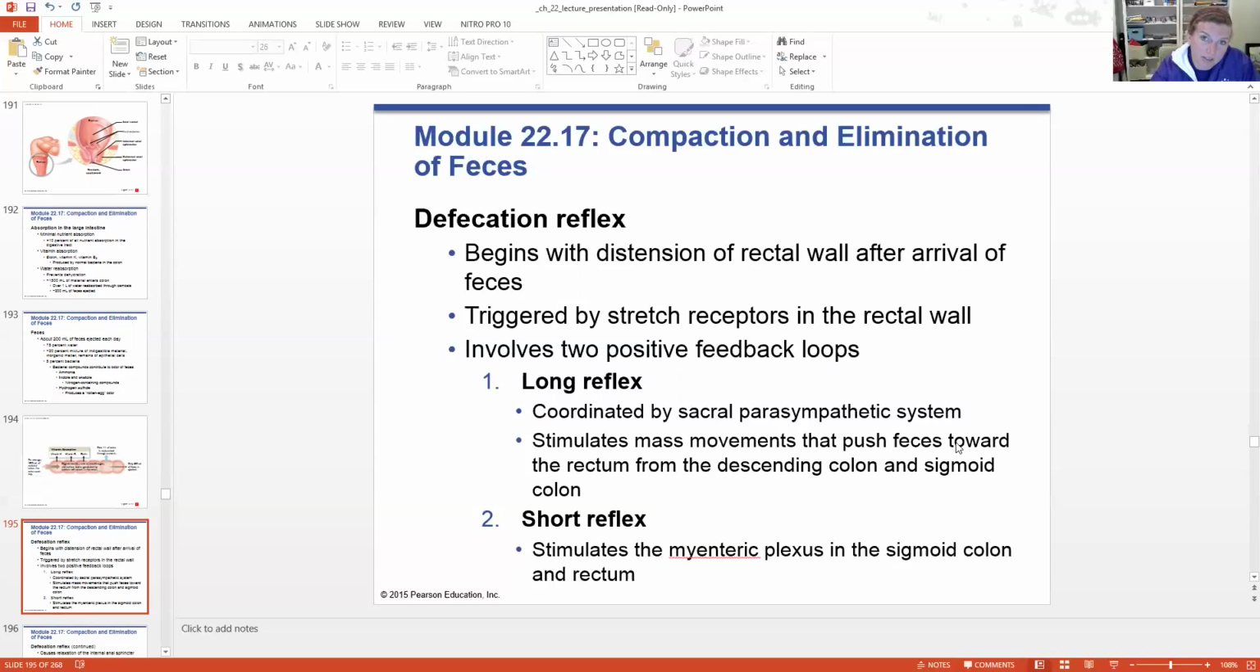All of this is controlled through reflexes. You have a long reflex and a short reflex. Remember the difference between these. We mentioned long and short reflexes before. Long reflexes are coordinated by our central nervous system. Short reflexes are just within our digestive tract altogether.